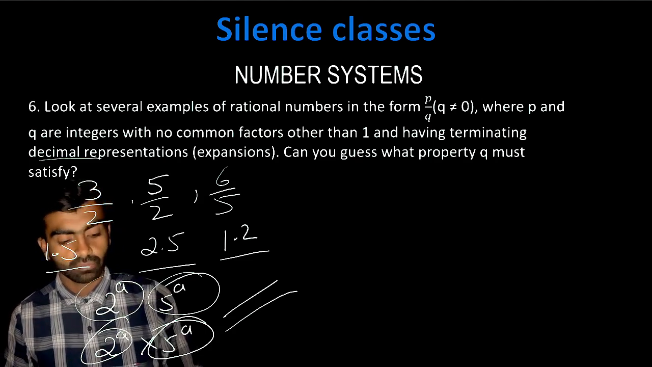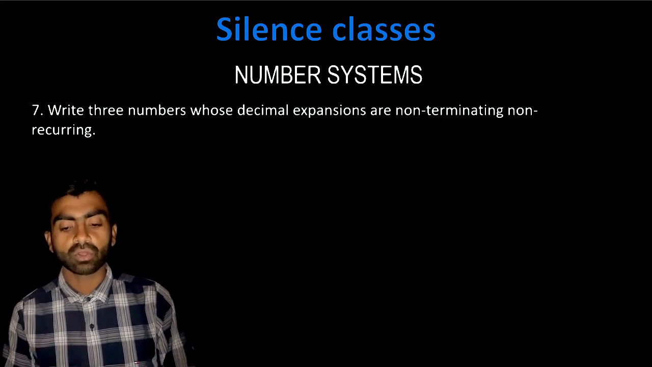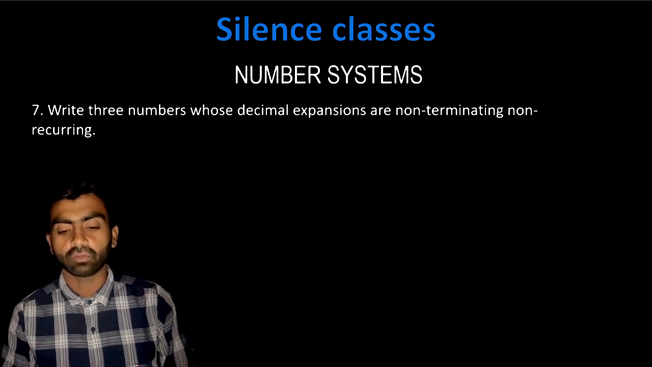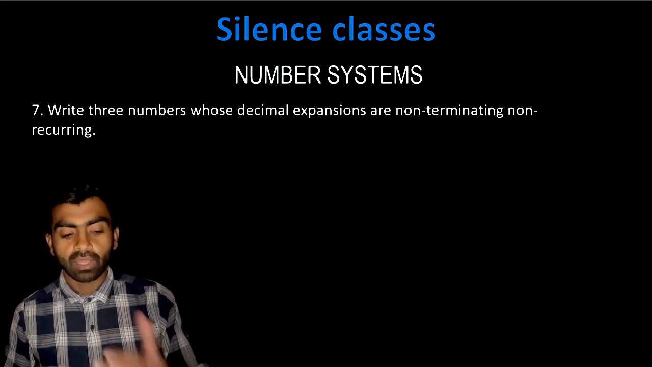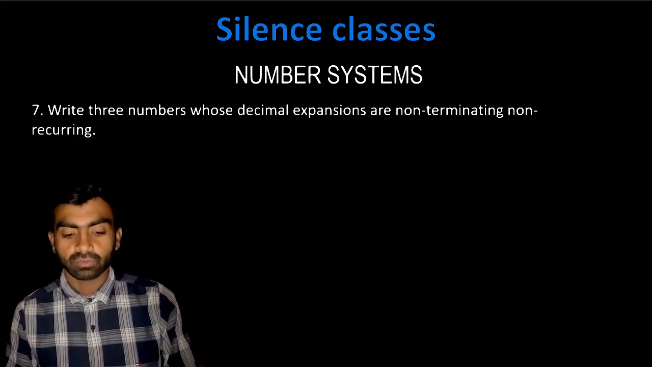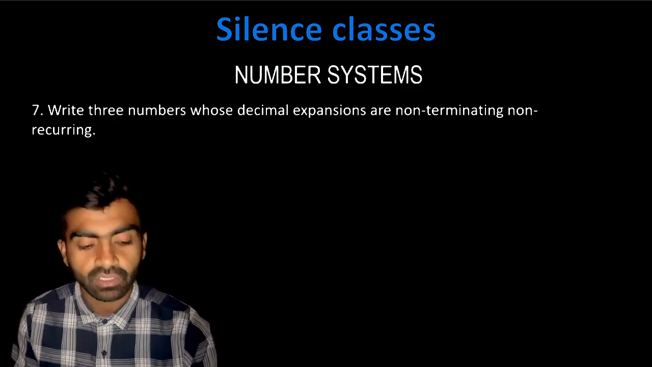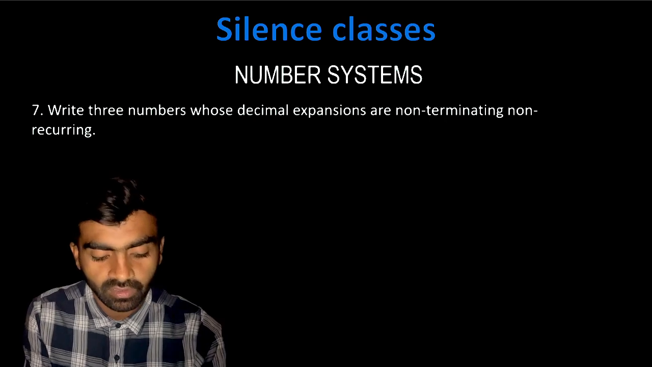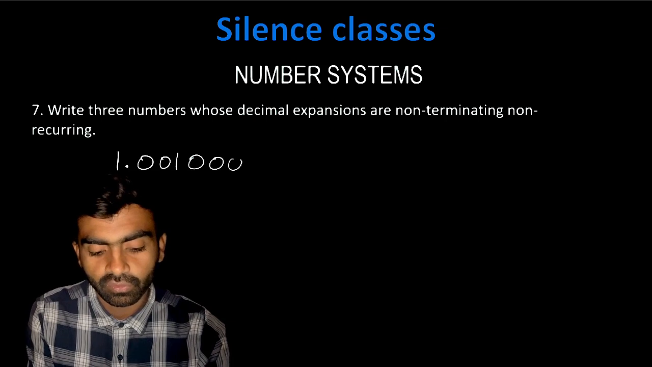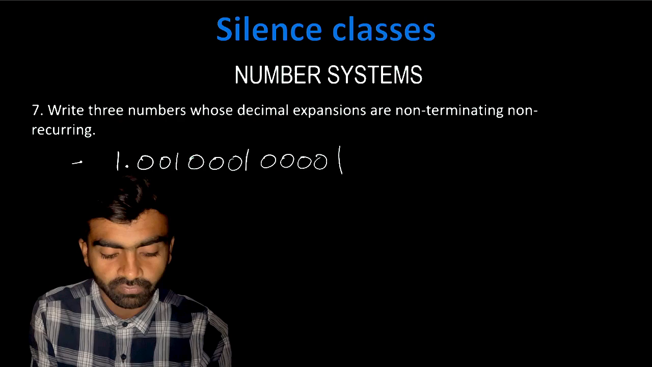Now the next question is saying: write 3 numbers whose decimal expansions are non-terminating and non-recurring. It means the number is not repeating itself and is not getting terminated either. In the introduction part I told you that irrational numbers are not terminating and non-recurring, and we can write it as 1.001, 0001, 00001, like this. This is the first number.